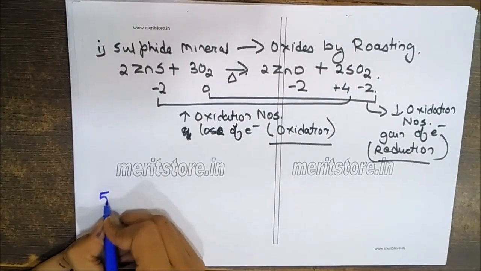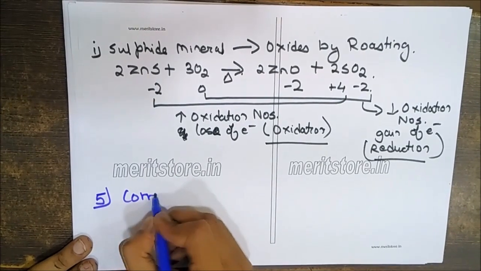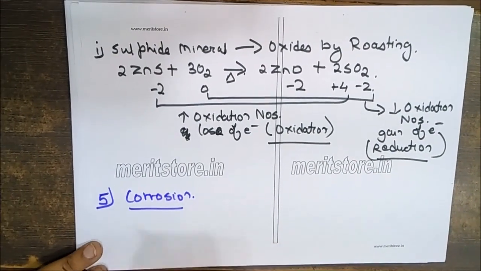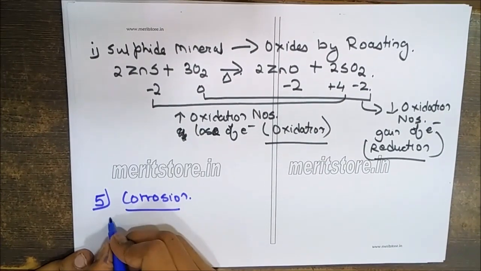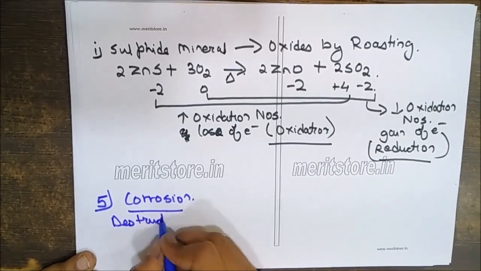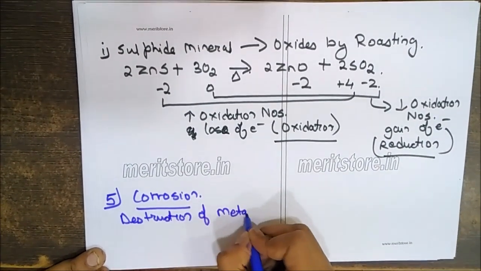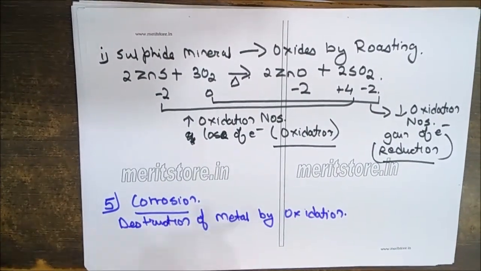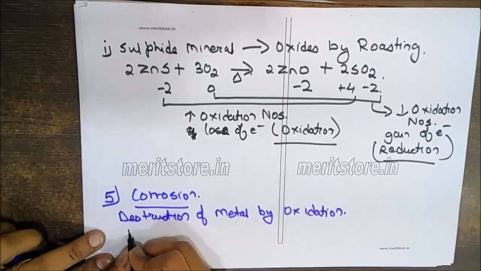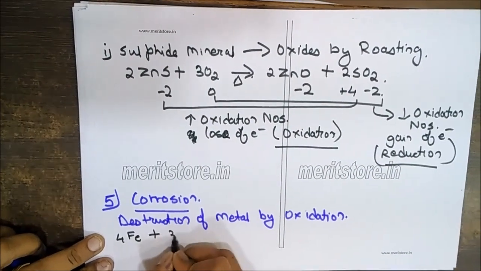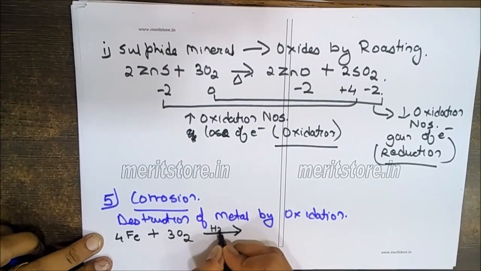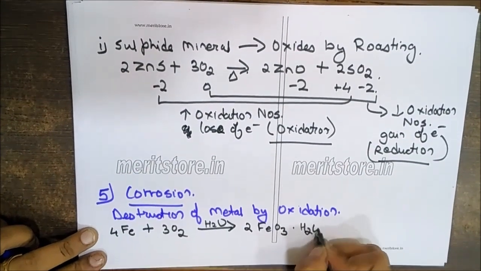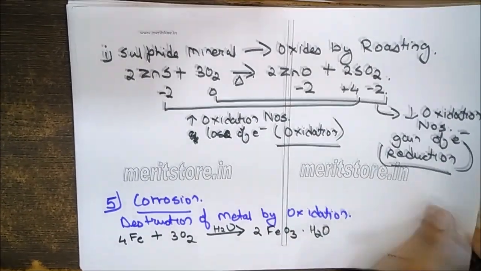And the last application that we are studying is corrosion. What is corrosion? It is the destruction of metal by oxidation, rusting, corrosion. So here iron is getting oxidized to form its oxide, iron oxide. This is corroded iron. Again, this is an example of a redox reaction.